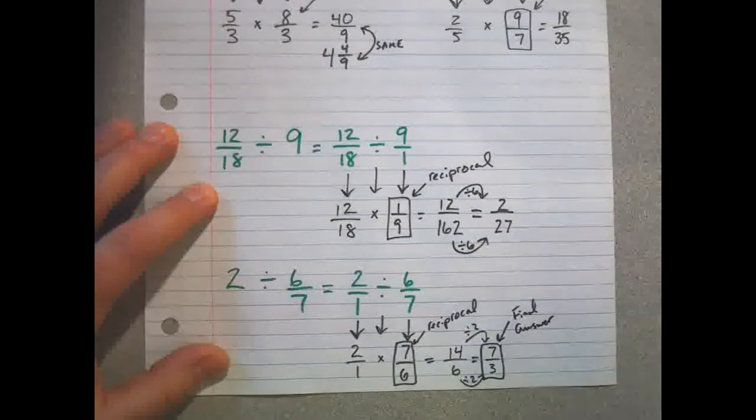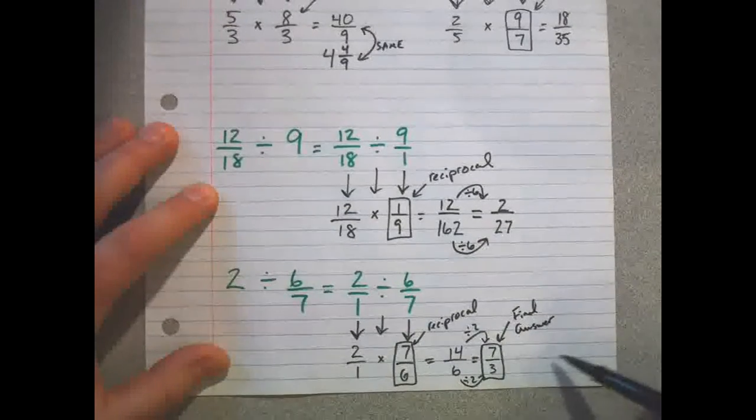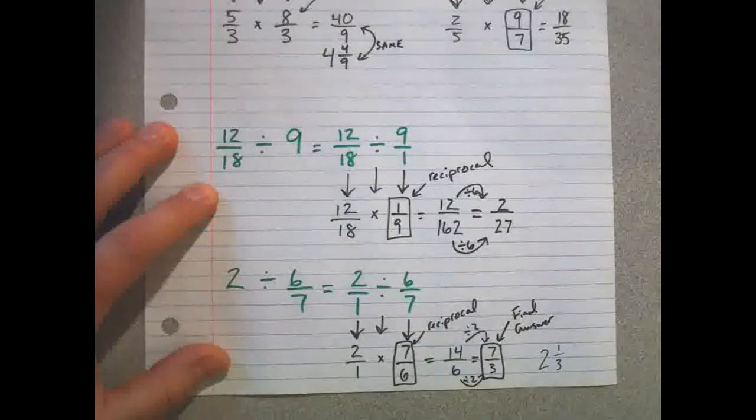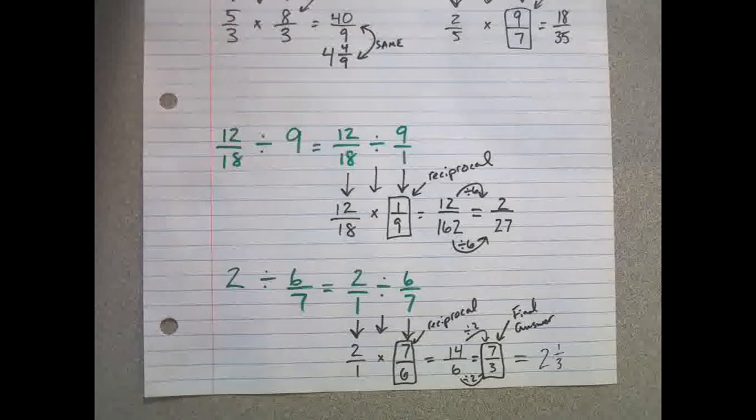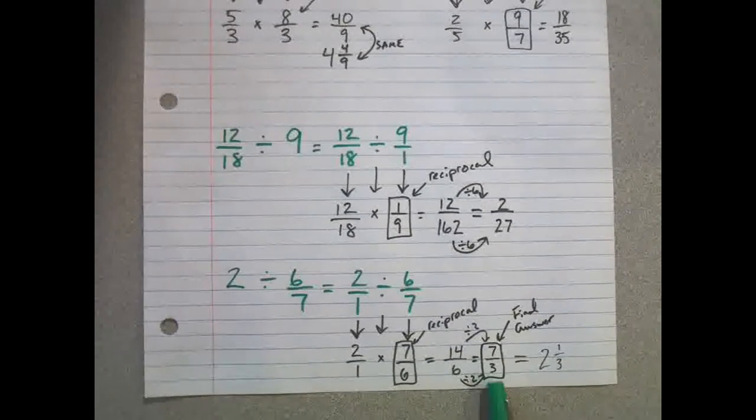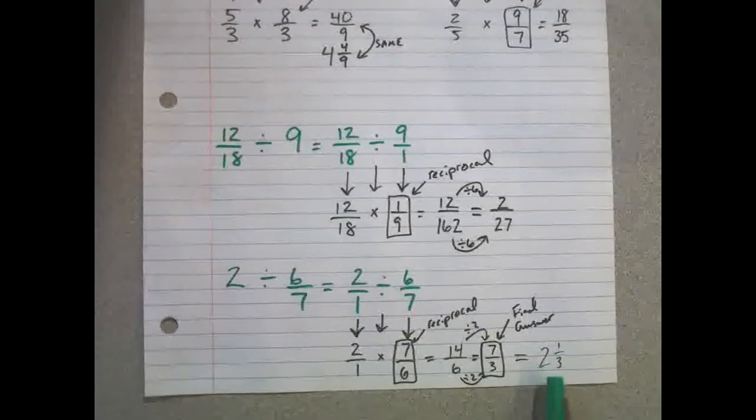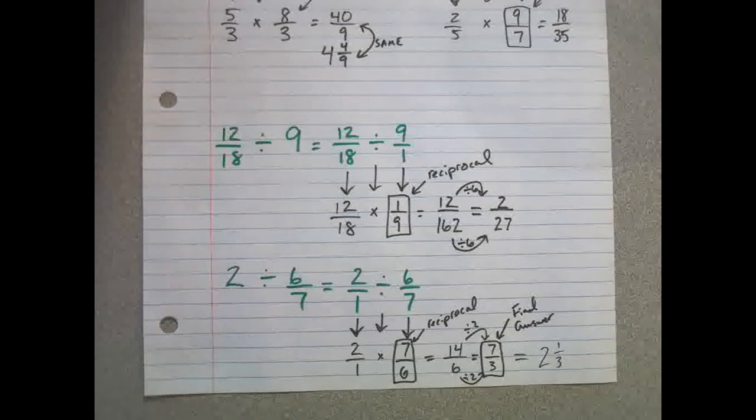Unless you wanted to convert this into a mixed number, which would be 2 and 1/3. Okay, those are the same too. Again, I'm looking for an improper fraction, just because I hate mixed numbers. But 2 and 1/3 and 7/3 are the exact same value. 7/3, 2 and 1/3 will get you full credit. 14 over 6 will get you partial credit because it's not simplified. All right, that's dividing fractions, folks.